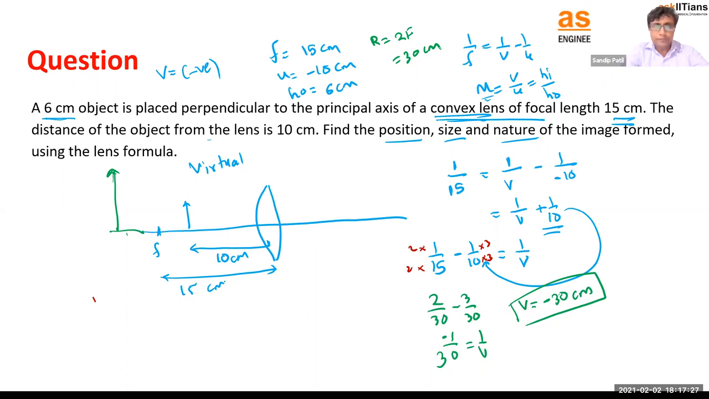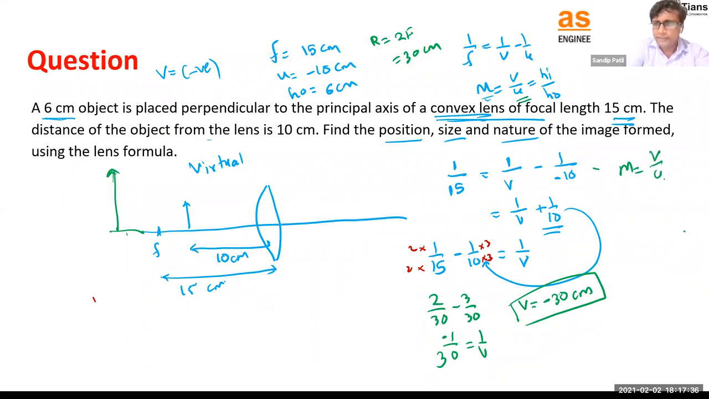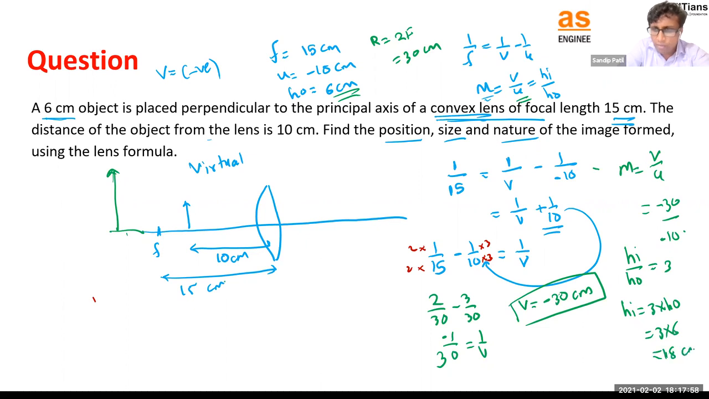So we got the V. Now what? We want to calculate magnification. What is the formula? V by U. So let's substitute the value of V by U. V is minus 30. U is how much? Minus 10. That is equal to 3. Am I right? Right. This M also has one more formula, HI upon HO, right? HO means the object height is 6. So HI will become 3 into HO, or 3 into 6, or 18. We are also getting the positive 18 answer. Positive shows that it is upright, right?